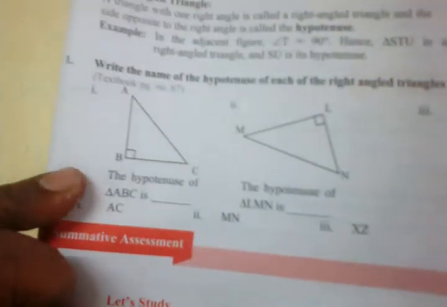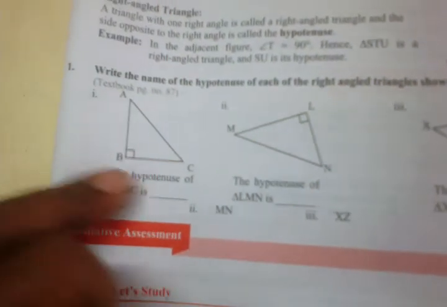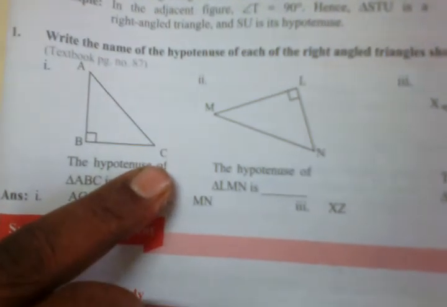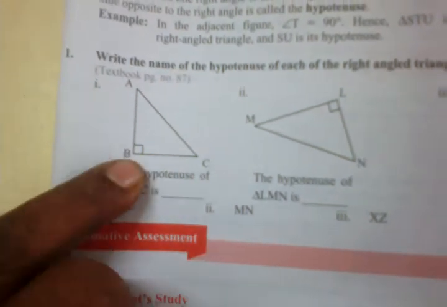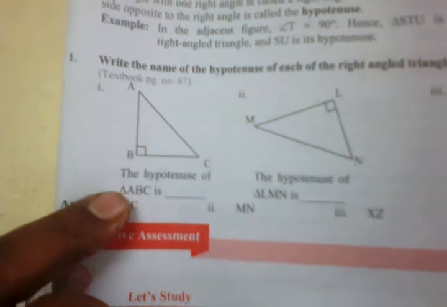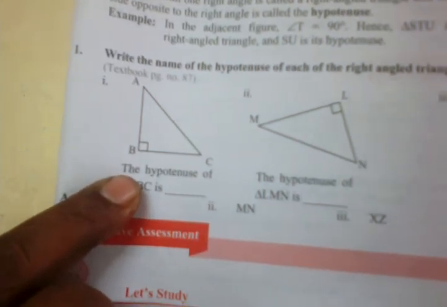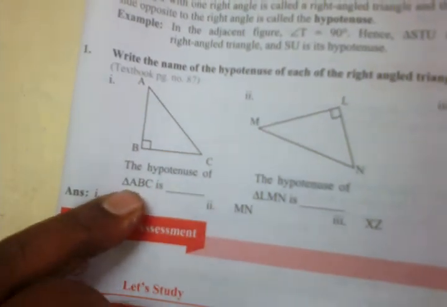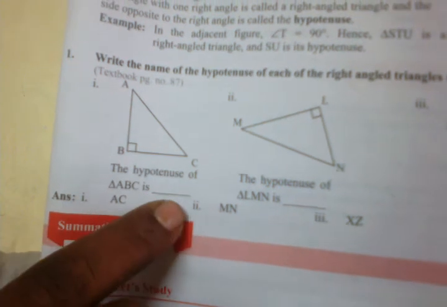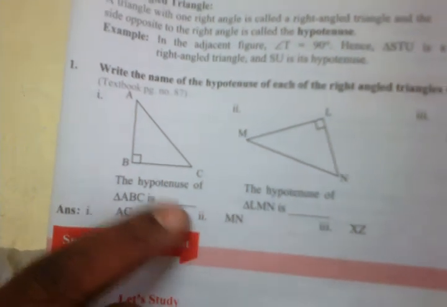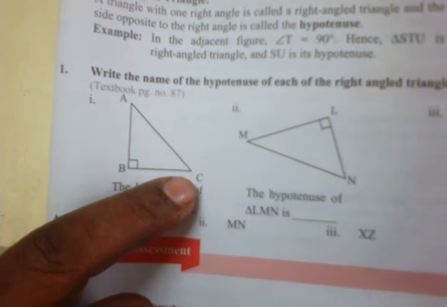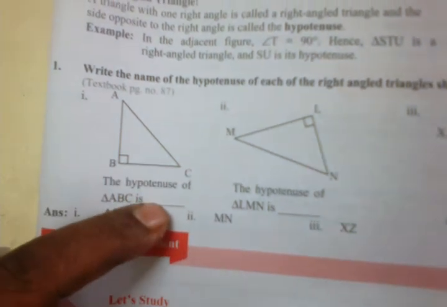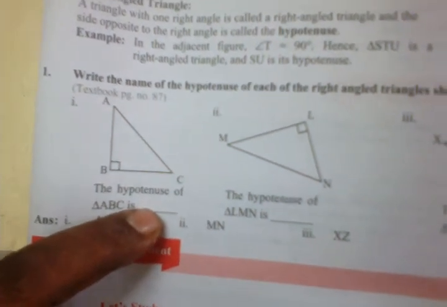First triangle is triangle ABC. Can you see ABC, children? It is in your textbook page number 87, where B is the 90 degrees angle. So the statement given is below. The hypotenuse of triangle ABC is dash. So what will be the hypotenuse? Hypotenuse is segment AC. What will be the answer here? Segment AC is the hypotenuse.